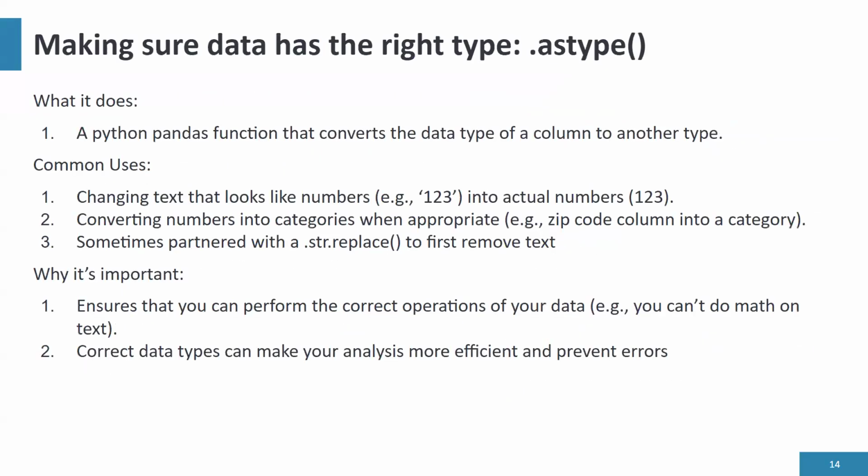Okay. Making sure the data has the right data type. .astype will help convert data. Usually though, we pair it with .str.replace, because if let's say you have a number, but it also has text in it or a $ sign, usually you want to replace those characters with an empty string, and then you're able to convert it.